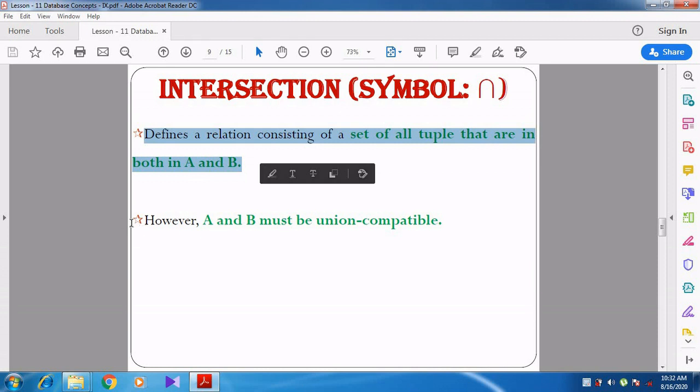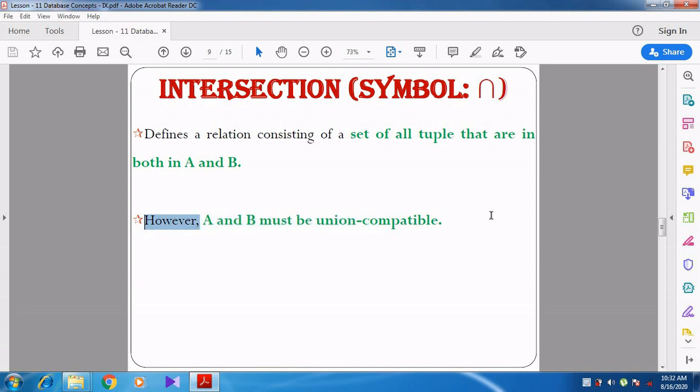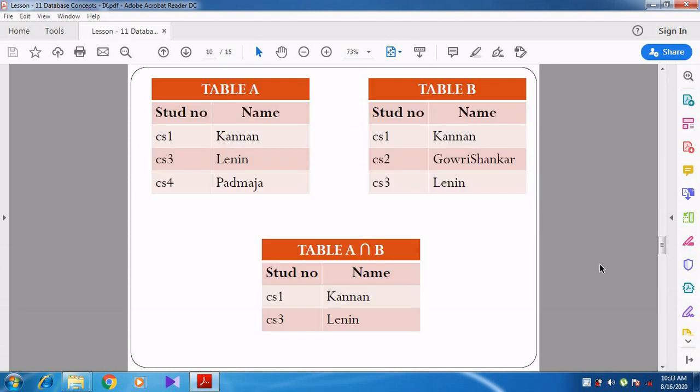However, A and B must be union compatible. Both the tables should contain the same number of attributes, and the attributes should match. So it should be in a union compatible manner. When I combine both the tables, the common tuples alone will be displayed.